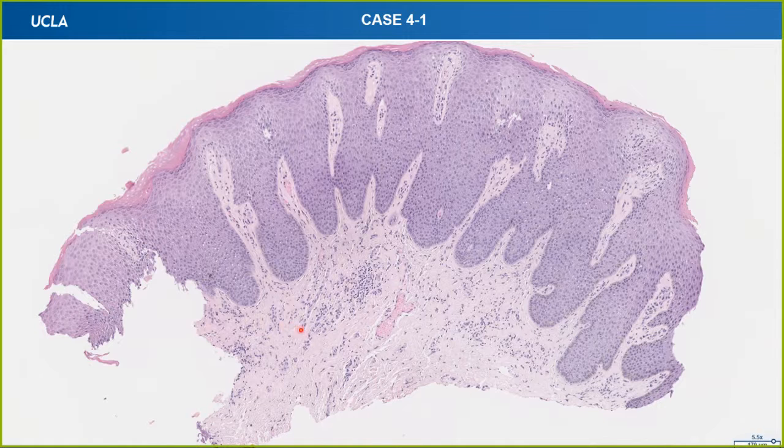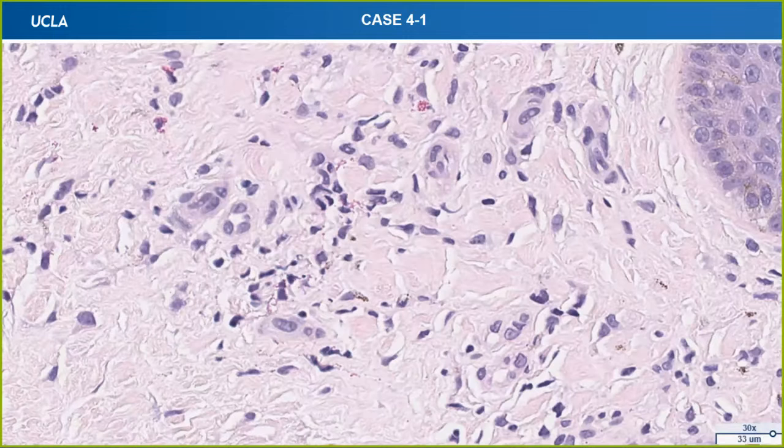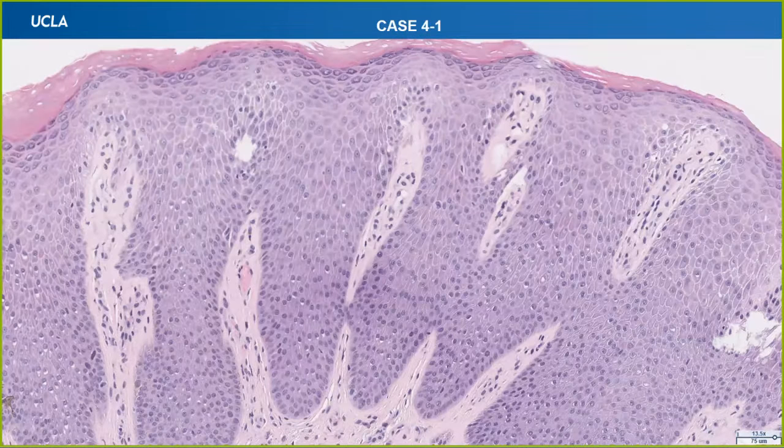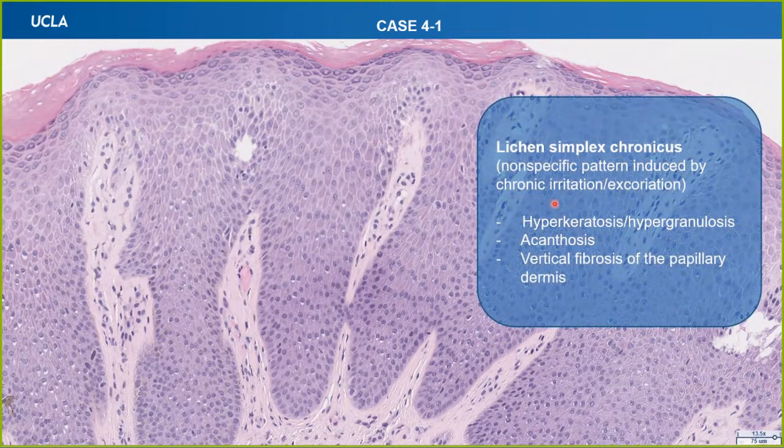Just checking out the dermal inflammation to see what cells are in there, I see there are numerous eosinophils. So that kind of supports my low power impression. Looking at the epidermis closely again, we see the white spaces consistent with spongiosis. And what else do we see? We see hypergranulosis and hyperkeratosis, and also some vertical columns of fibrosis in the dermal papillae. So in addition to subacute chronic spongiotic dermatitis, I make a diagnosis of lichen simplex chronicus, which is a nonspecific pattern induced by chronic irritation and excoriation.